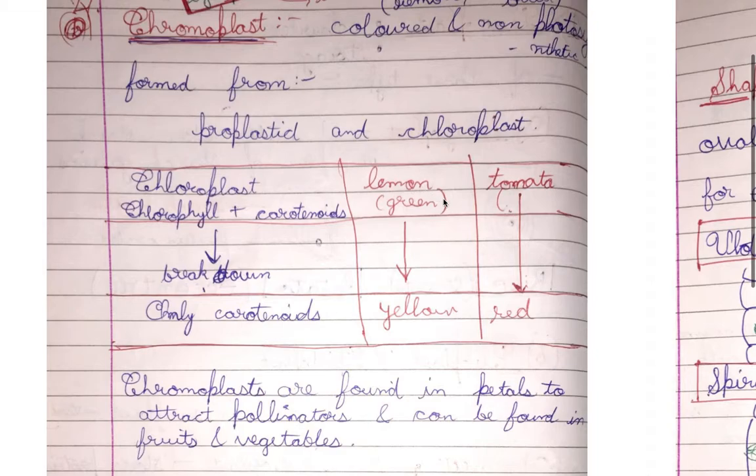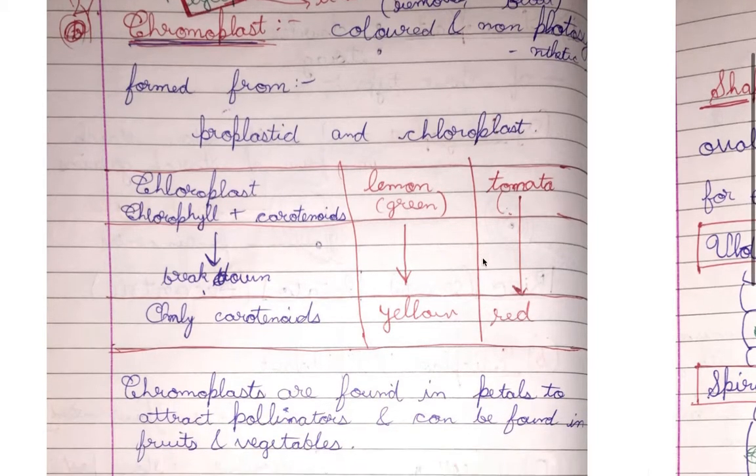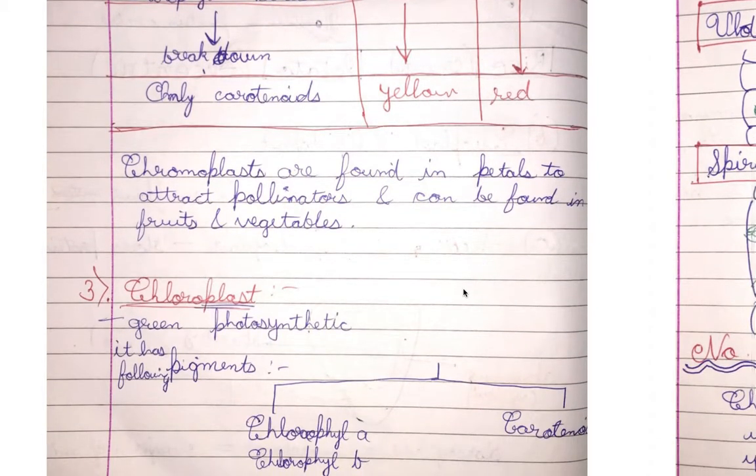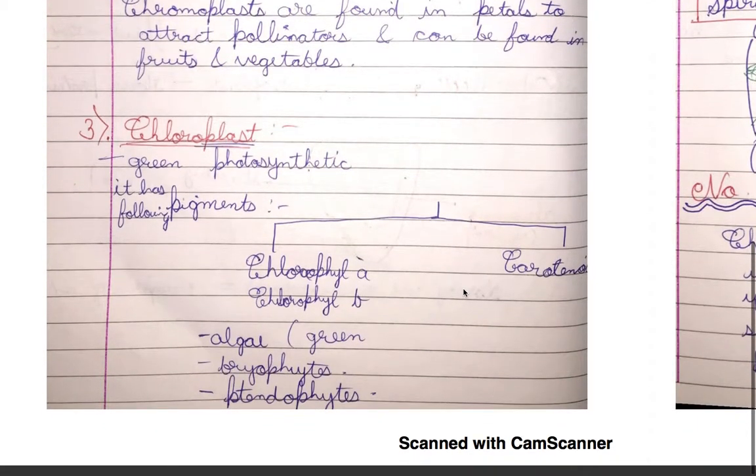As we know, lemon is green, but as the breakdown occurs, it becomes yellow. Tomato, when it is not very ripe, is greenish and reddish, but when breakdown occurs, it becomes very red, and then gradually orange and so on. Chromoplasts are found in petals to attract pollinators and can be found in vegetables and fruits as well.